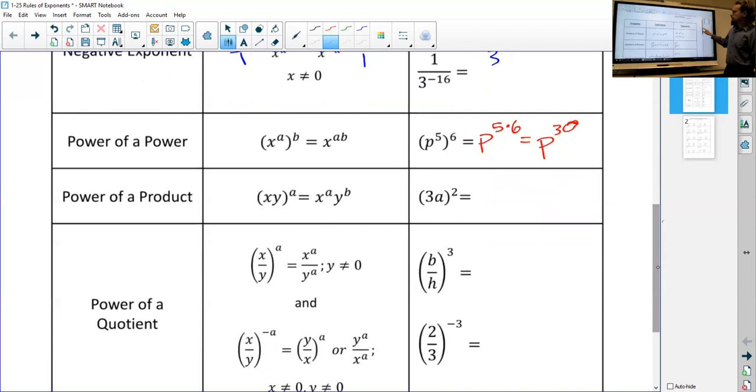This rule applies if you have more than one thing, you still have to distribute, which is pretty similar to this. These two go together pretty frequently.